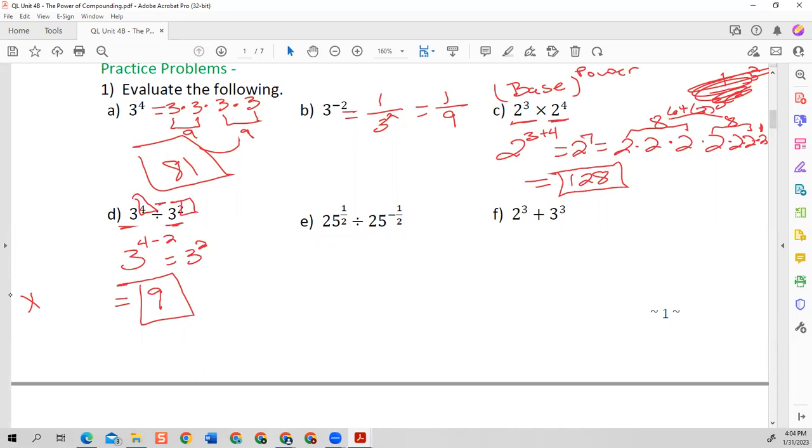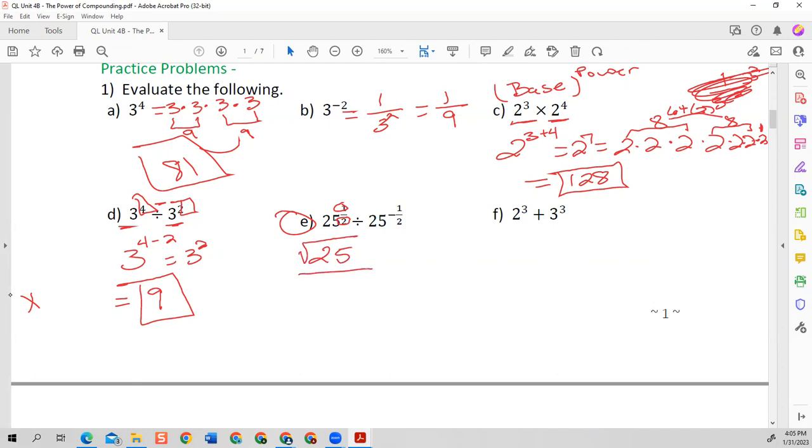Now let's talk about this. E has got some base raised to a fraction. A fraction tells me we have some type of root going on. And when we look at the bottom of the fraction, that tells me the root, right? That is a square root, so we know that. The number on top in that fraction is my power. So that 25 is raised to the first power. So I have 25 raised to the half, which means square root of 25.